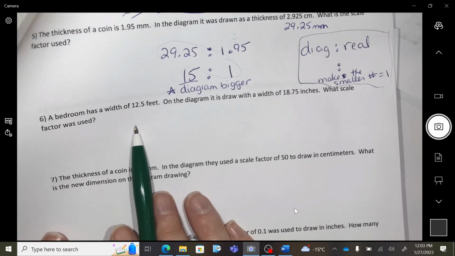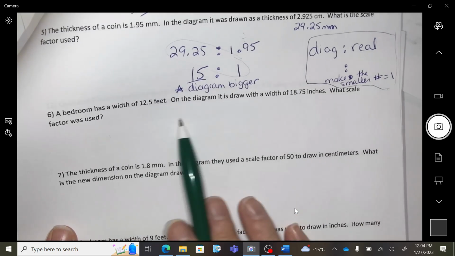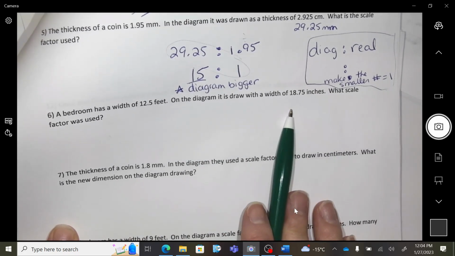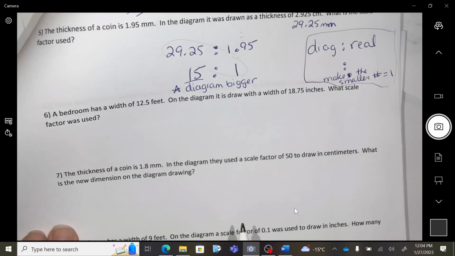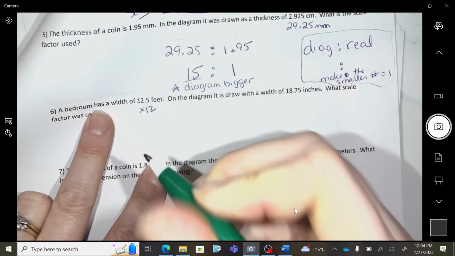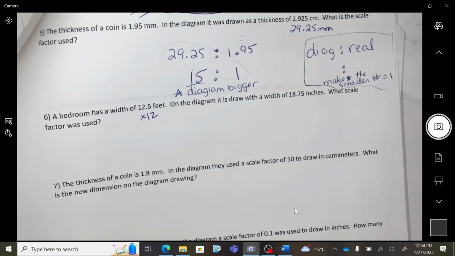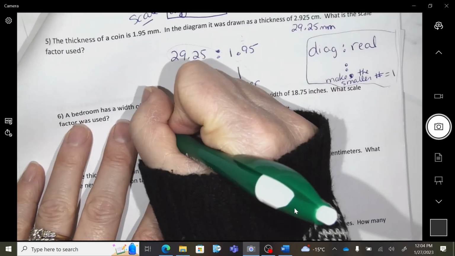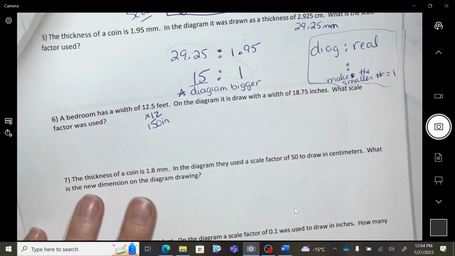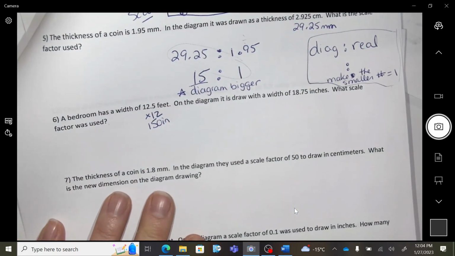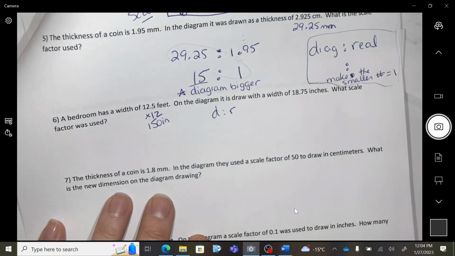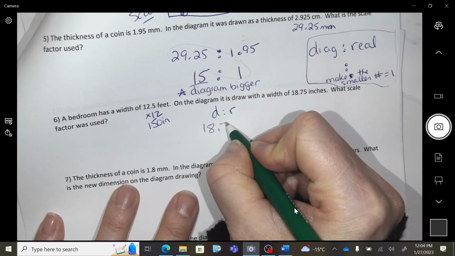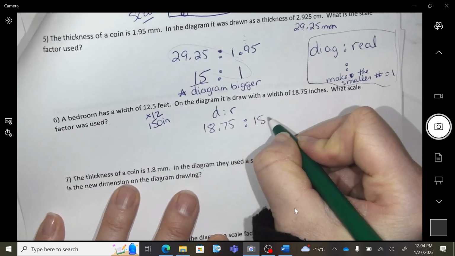Okay, a bedroom has this width, the diagram is this. What scale factor was used? What's easier to go, feet to inches or inches to feet? Feet to inches. I'm going to times by 12. Okay. Diagram to real, how do you write it? So diagram was this, real life was this.